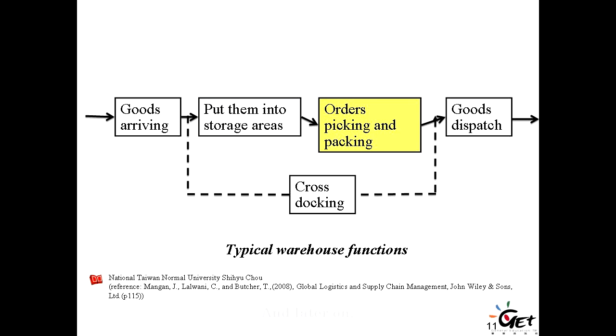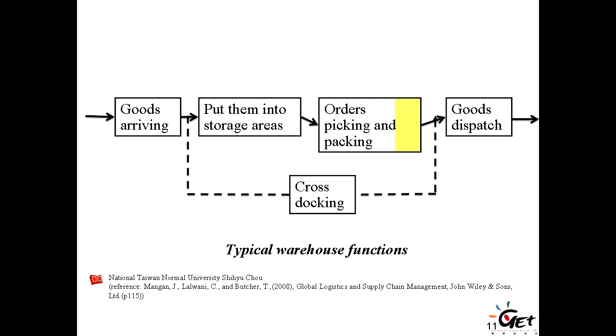And later on, when you get a picking list from some information system, this picking list represents the orders from downstream customers. You have to pick items from the storage areas and do some packing. Then we move to the third function group: you do the picking and packing based on the picking list.